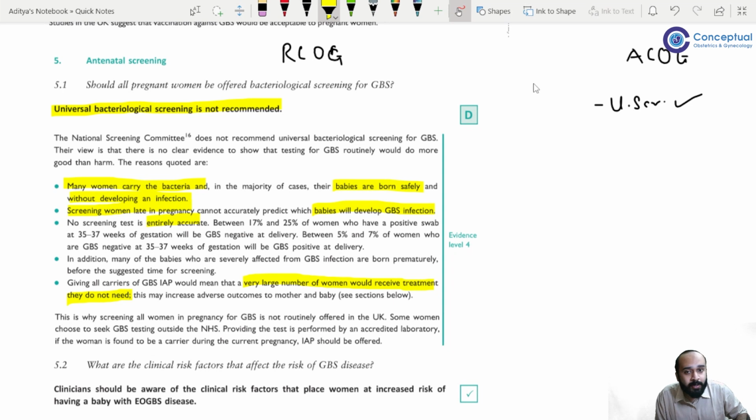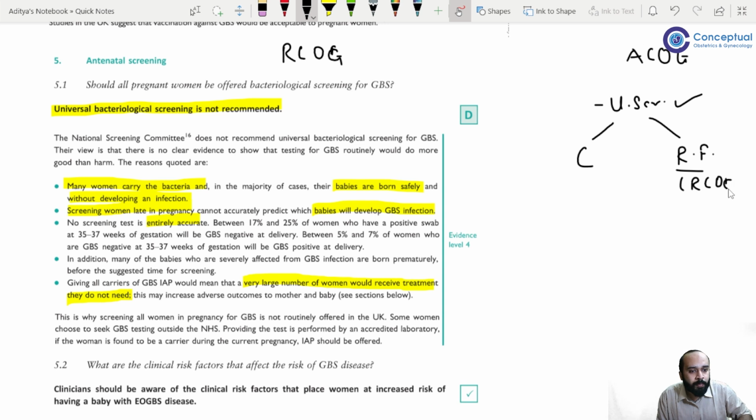What does ACOG say though? ACOG says कि universally हर एक female का screening करना चाहिए between 35 to 37 weeks. The screening has to be on the basis of two things. The two things include, सबसे पहले कल्चर करो और रिस्क फैक्टर्स देखो. Now risk factors is what even RCOG says कि सिर्फ जिनमें risk factors present है उनका ही करो.